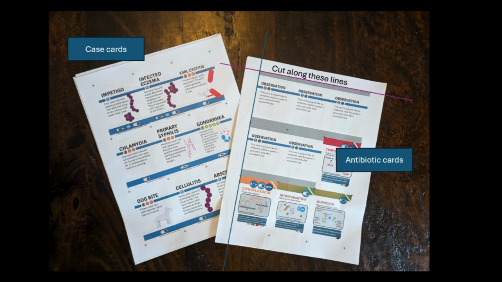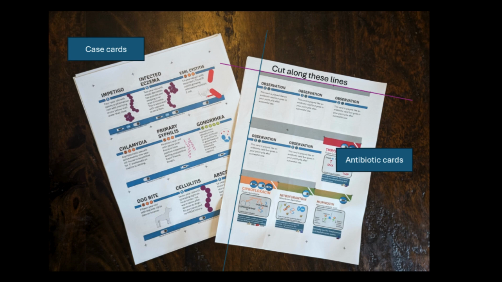The printable versions, there's both a full color version and a lower ink version. This will come in 2 separate PDFs that are printed duplex. Once they're printed duplex, you can laminate or not, and I do like them laminated. And then you cut on those little hash marks to cut out 9 cards per page to make your deck of case cards and your deck of antibiotic cards.